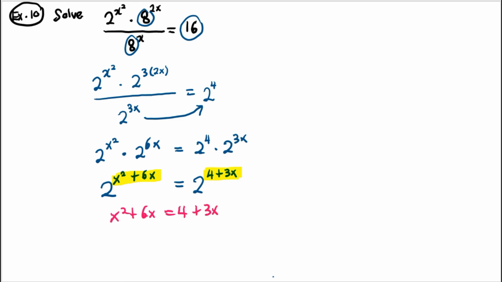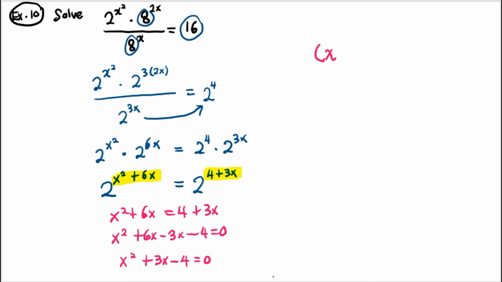This is actually a quadratic equation. So x squared plus 6x minus 3x minus 4 is equal to 0. We have x squared plus 3x minus 4 equal to 0. We have to solve the quadratic equation, very easy, right? So we just need to use factorization.